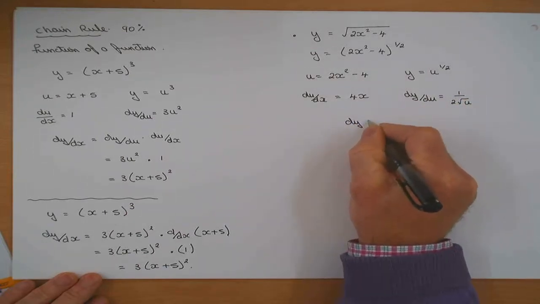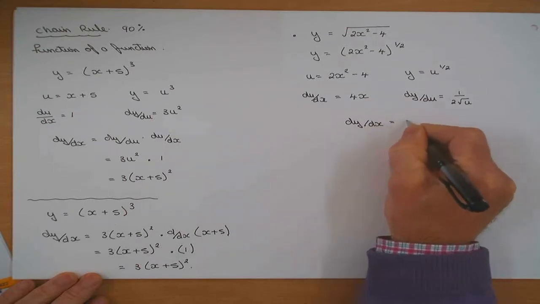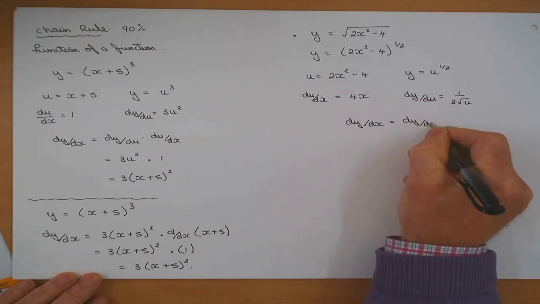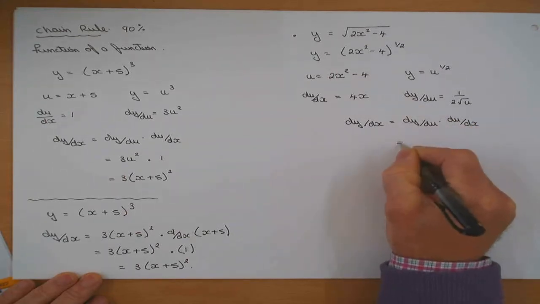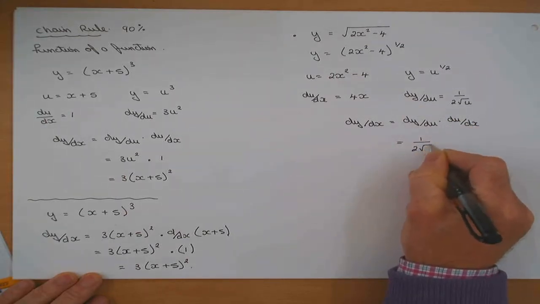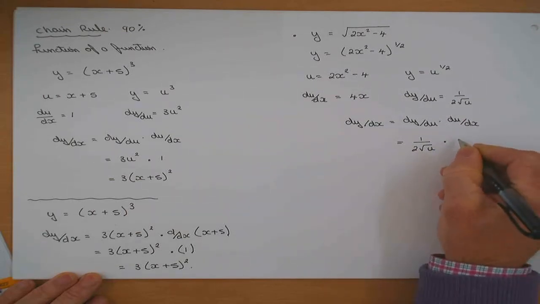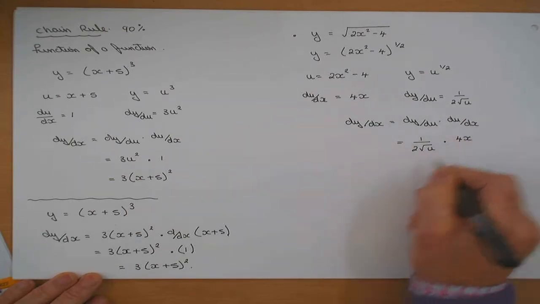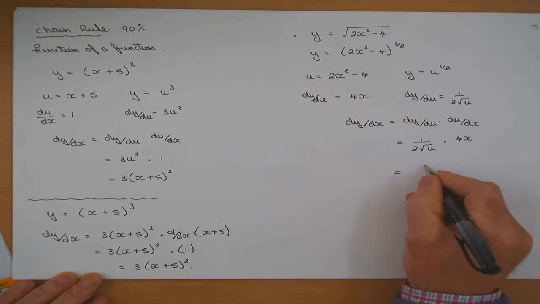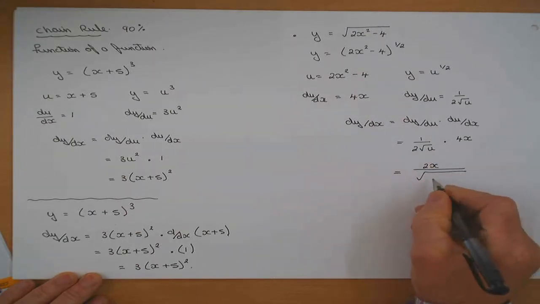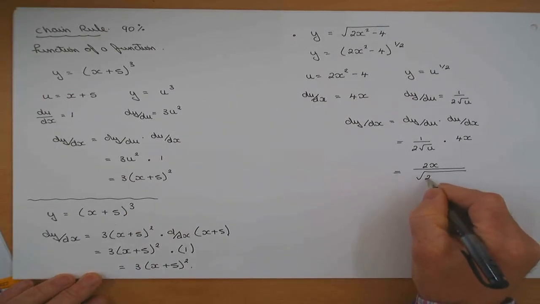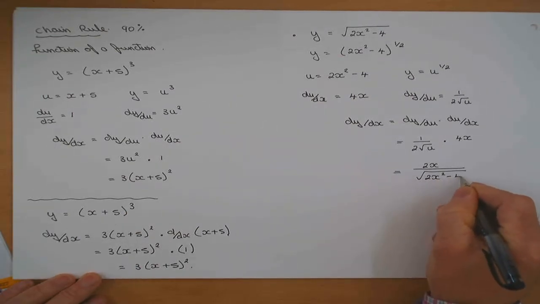Then I say dy/dx is equal to dy/du by du/dx, which is 1 over 2 root u by 4x. 2 will go into 4 twice. I have 2x all over the square root of 2x squared minus 4.